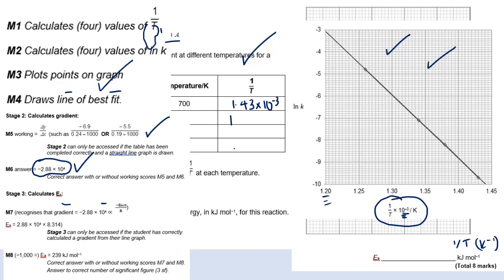And the final couple of marks: once you've got your gradient, you multiply the gradient by R, which is 8.31. You were given it in the question. The value you get will be in joules, so you'll have got 239,000 or thereabouts, depending on your gradient. They want it to 3 significant figures, and they want it in kilojoules per mole. So you have to make sure you give the answer how they want it.